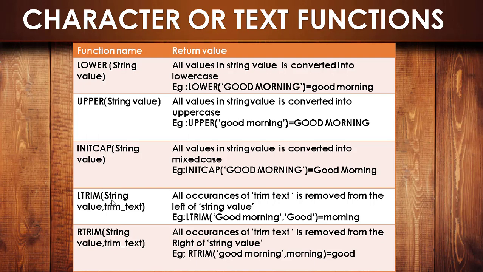The next is LTRIM(string value, trim text). All the occurrences of trim text are removed from the left of the string value. For example, LTRIM, the left side of good morning, the 'good' is the trim text that will be removed from the string value. So it has been removed and only morning has been displayed.